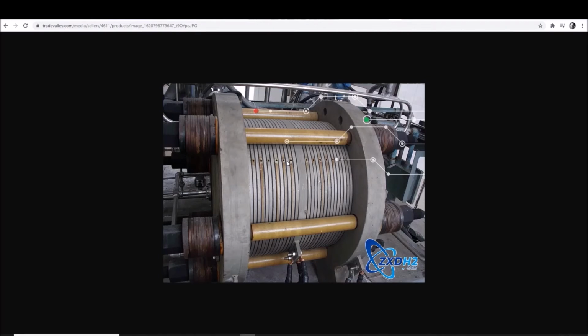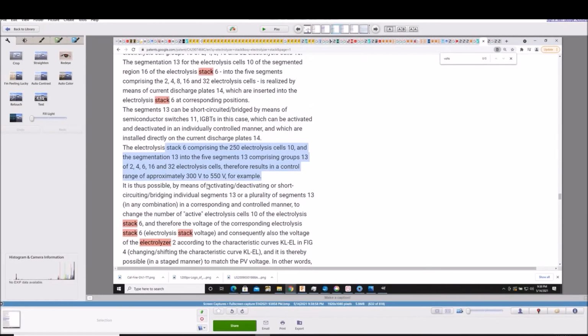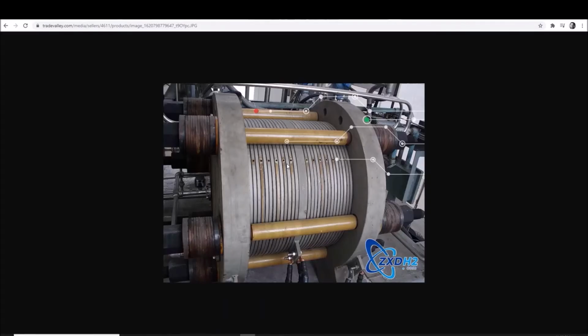So in this case, if you had 250 electrolysis cells, where each cell is a negative and positive electrode and a diaphragm separator, you're going to have 300 volts to 550 volts. So obviously you can't connect that 350 volts to each electrode, because then each electrode would be receiving 350 volts.